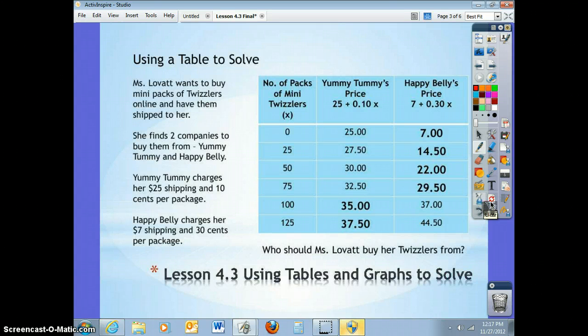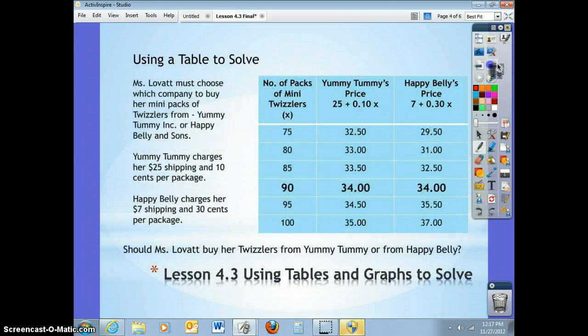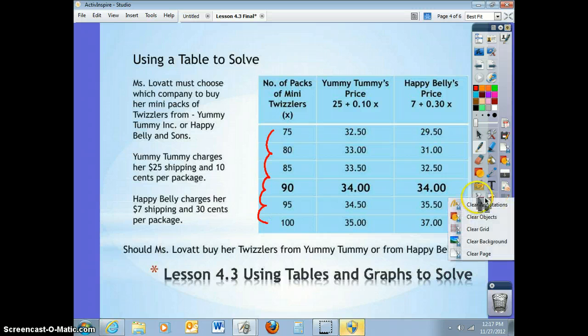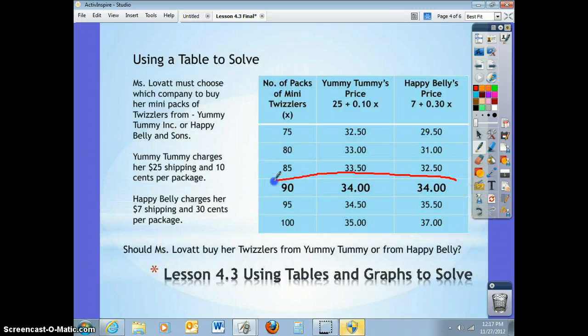Well, instead of incrementing by 25 like this table, we can change our table and increment by 5s. Okay? When we do that, we get a much more detailed table, and we can see that right here at 90 packages, it doesn't matter who she buys them from. Yummy Tummy and Happy Belly are the same price at 90 packages of Twizzlers. And that point is called the break-even point.